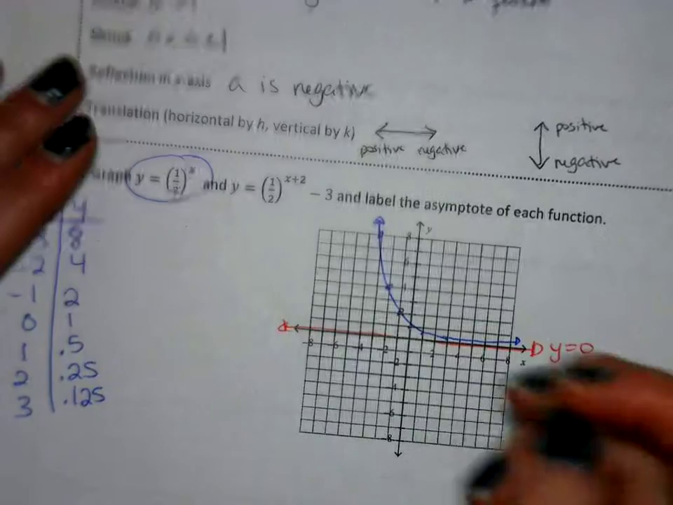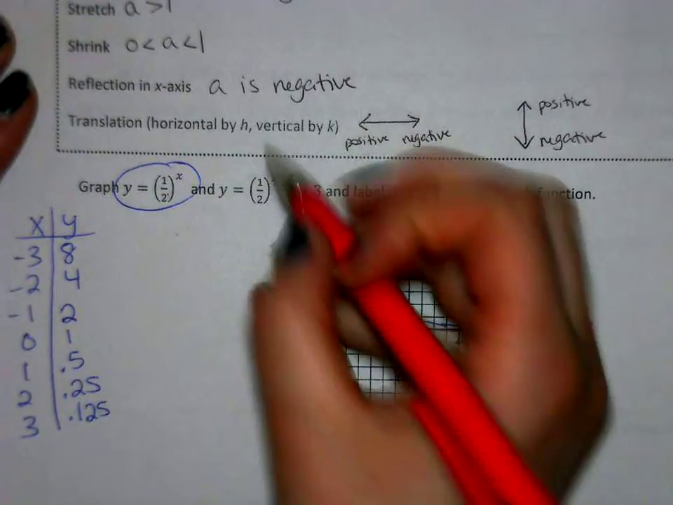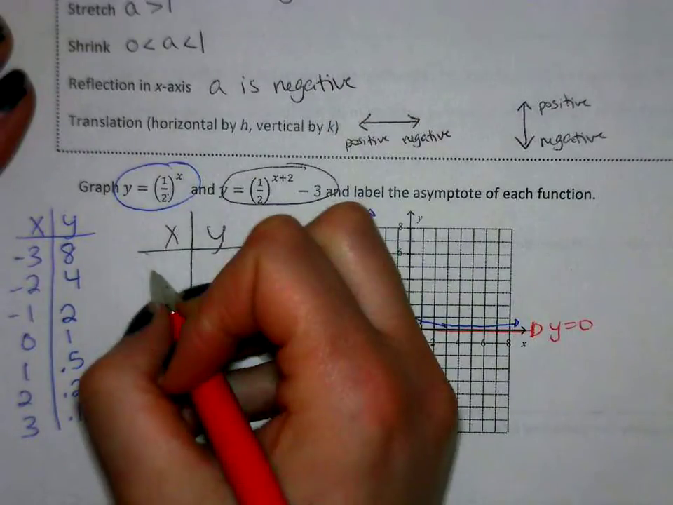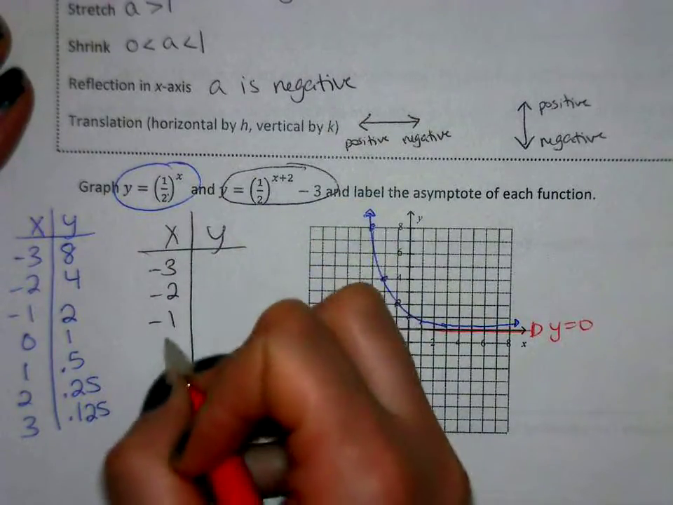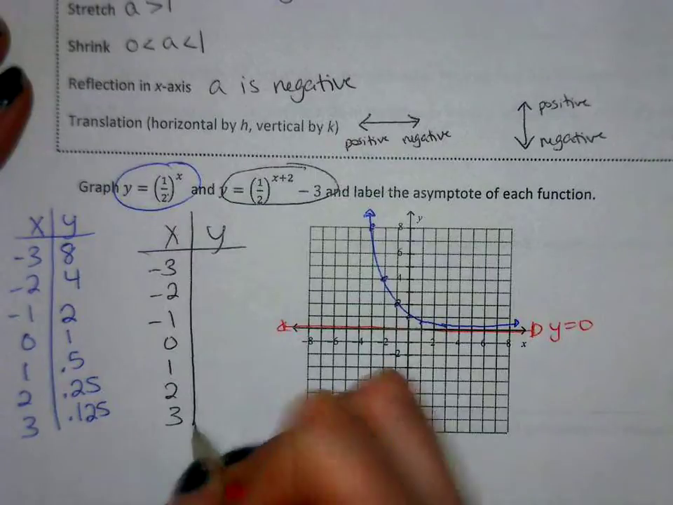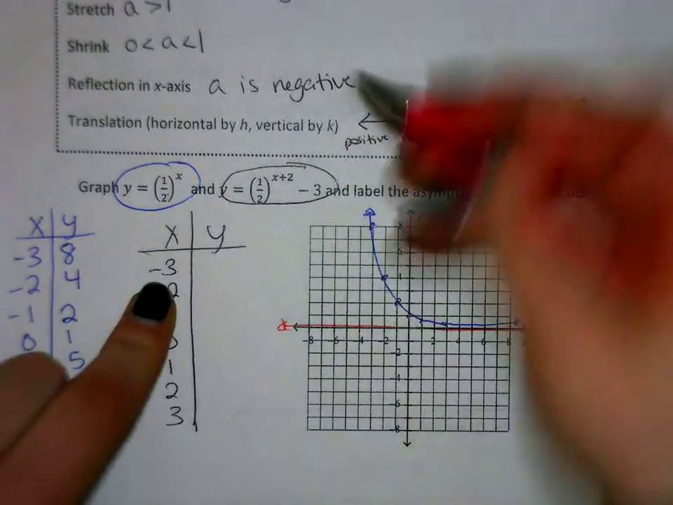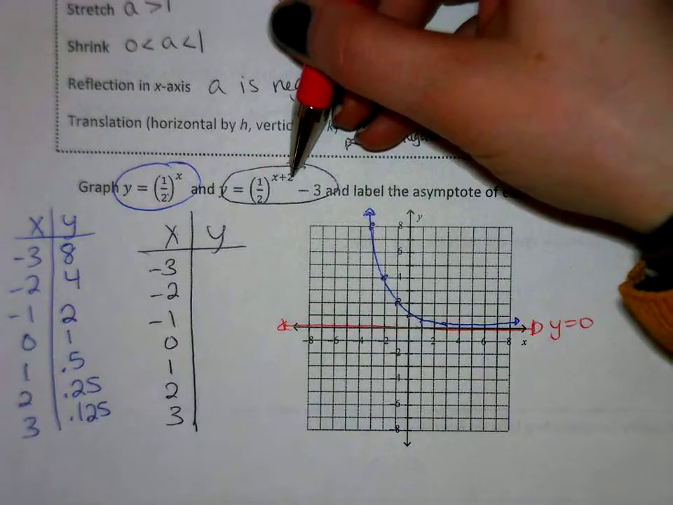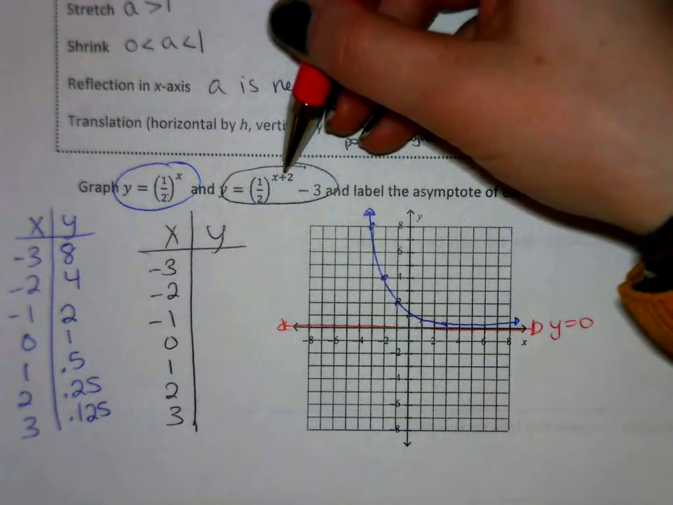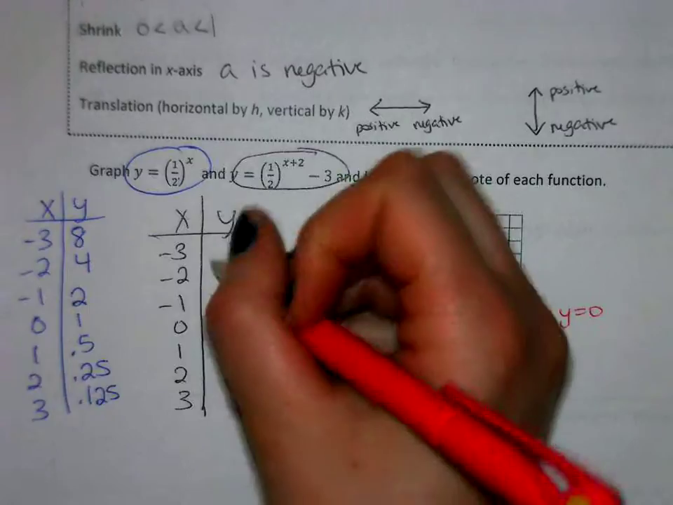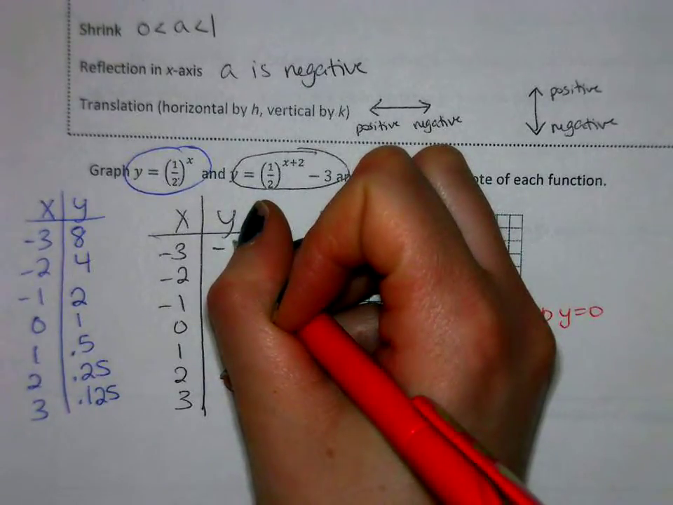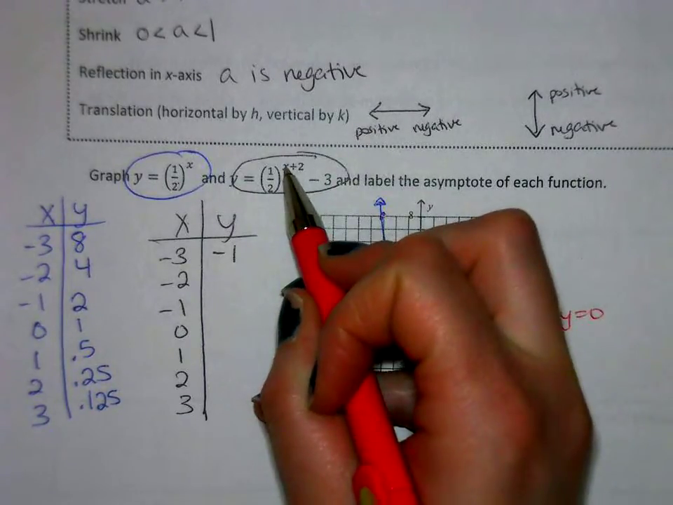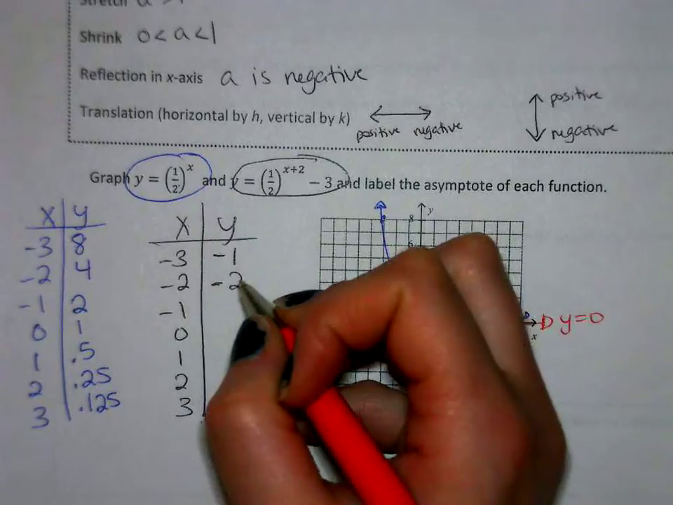So now let's look and graph our second function that we have right here. So we want to find all of our coordinates so we can get a good idea of what this function will look like. So if we plug in a -3, -3 plus 2 is a -1, so 0.5 to the -1 minus 3 is -1. And if we plug in a -2 in for x, we're going to end up with a -2.